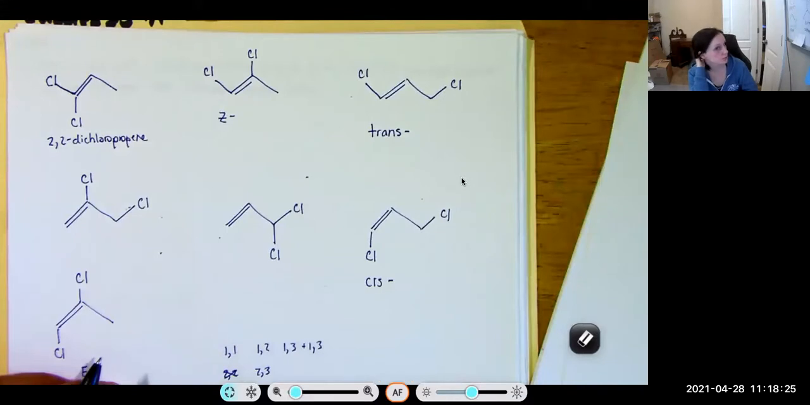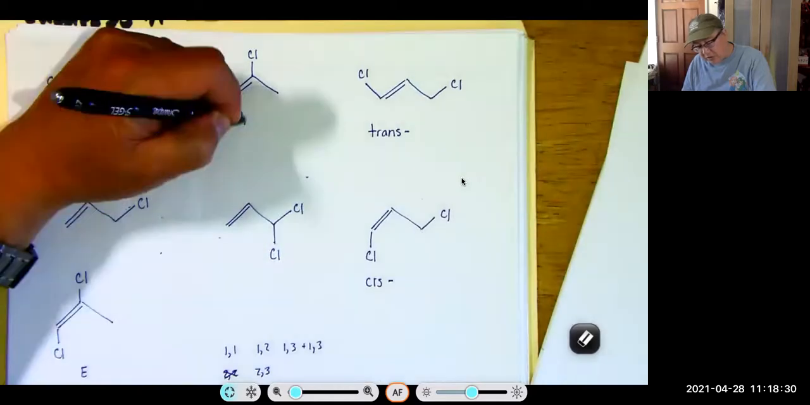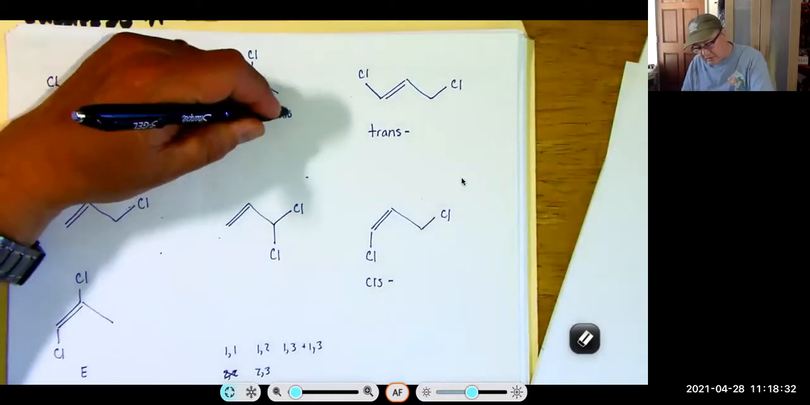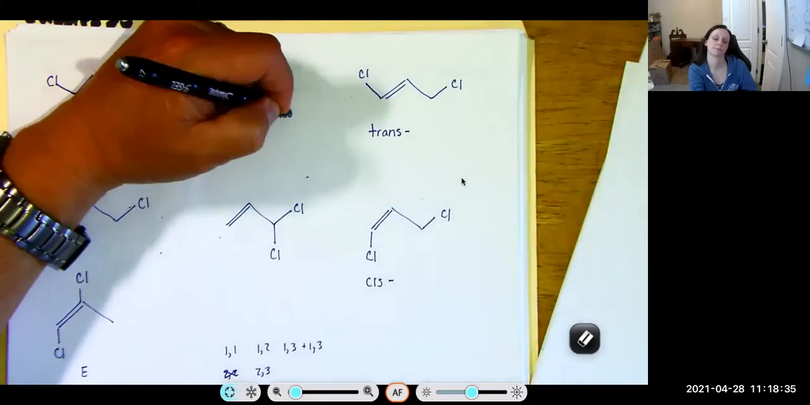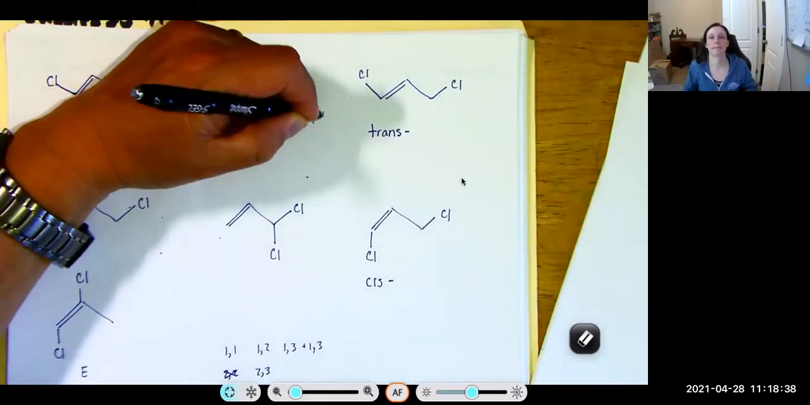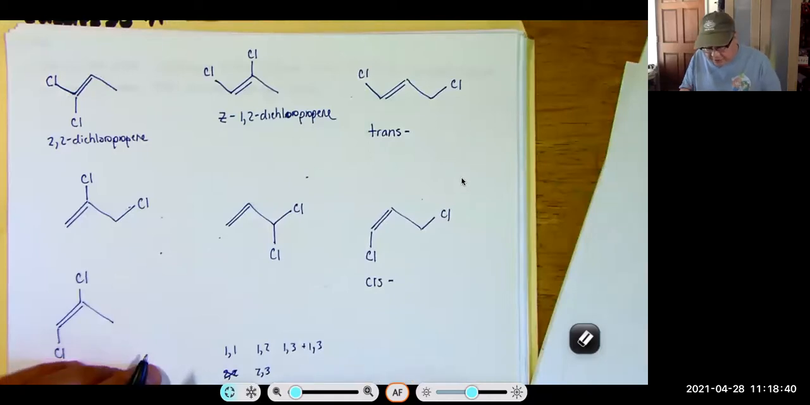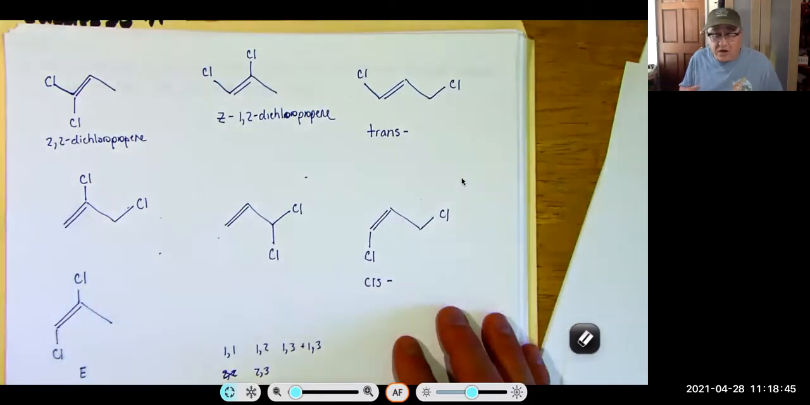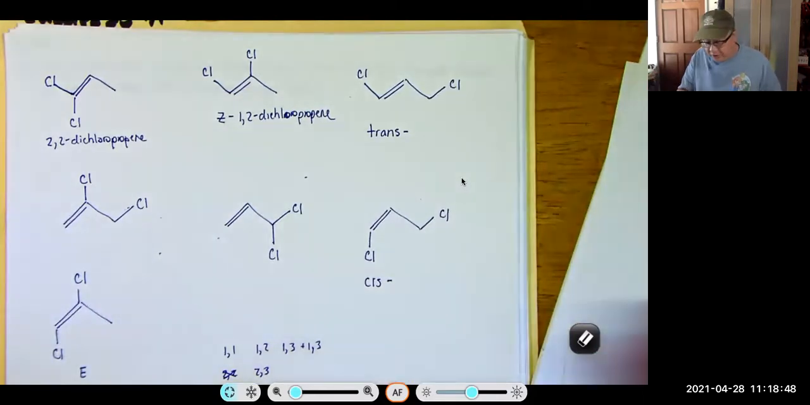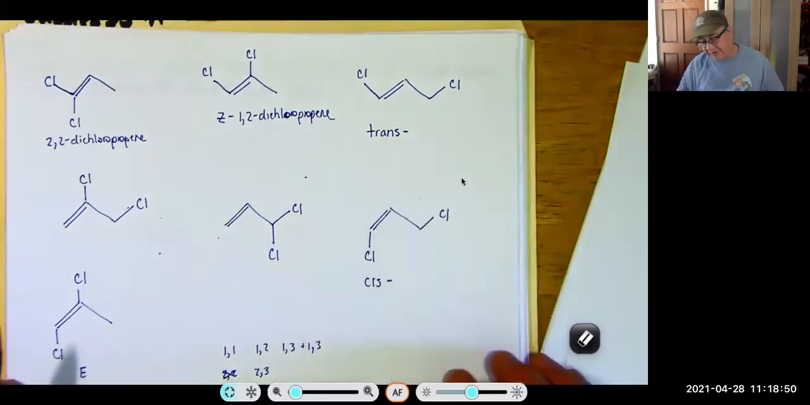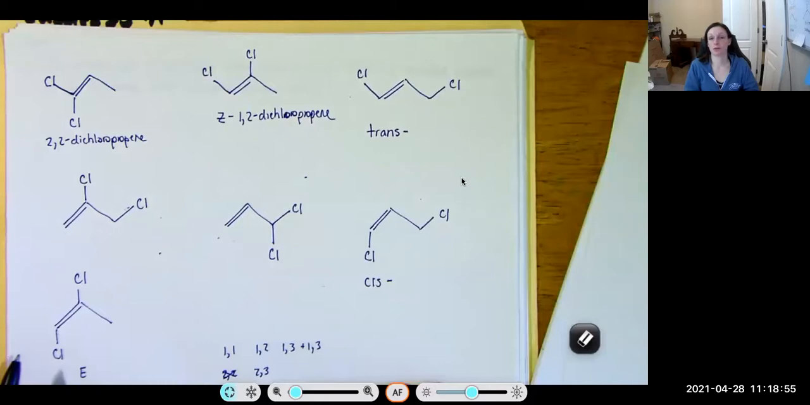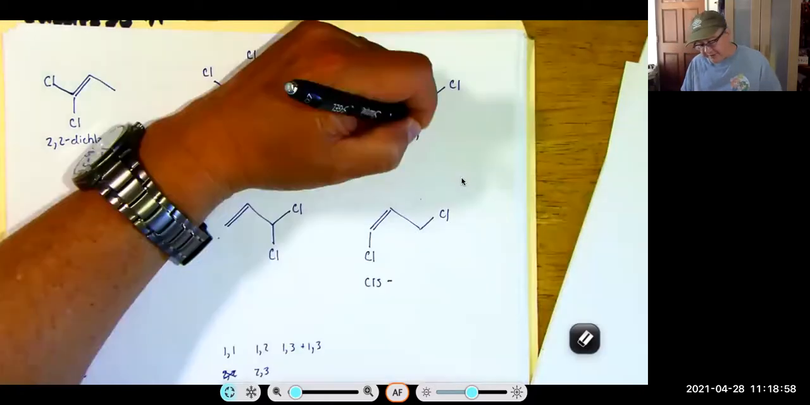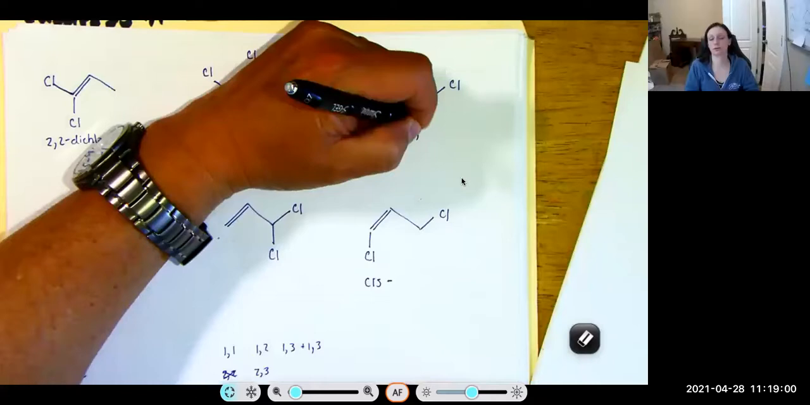2, 3. 1,2-dichloropropene. Because when we have the opportunity to draw these things, we want carbon 1 to be at the left. That makes our life a whole lot easier. So what is this one going to be? Trans 1, 3. Yes. And then the rest? Dichloropropene.